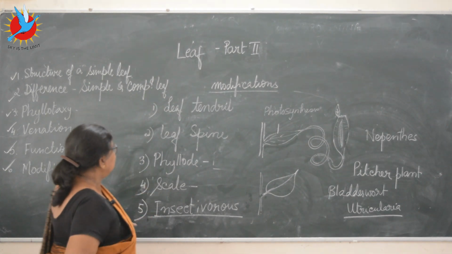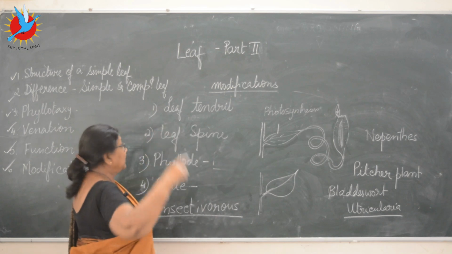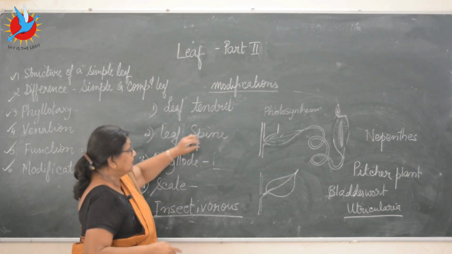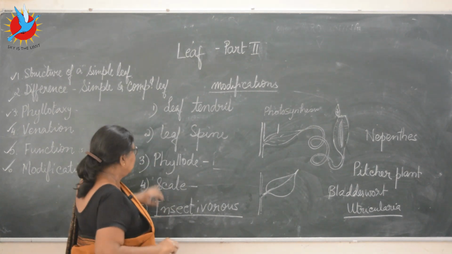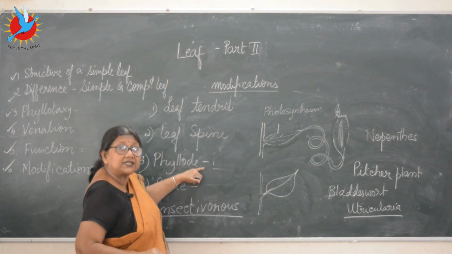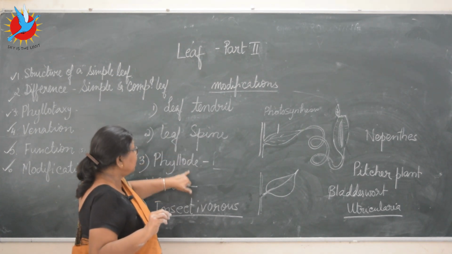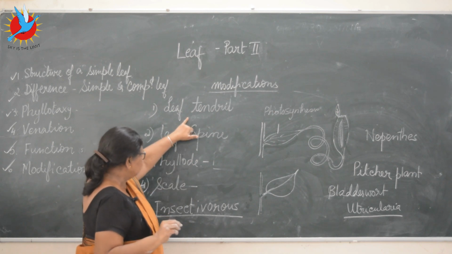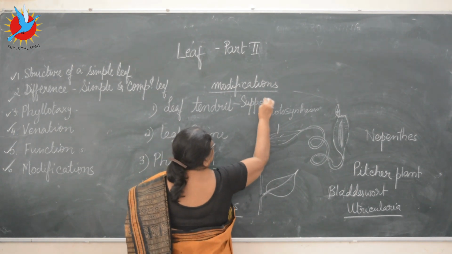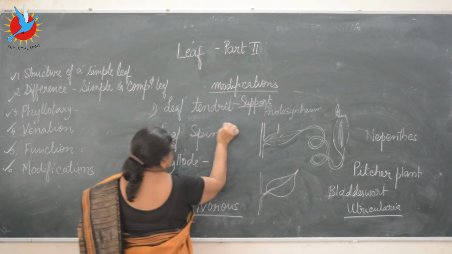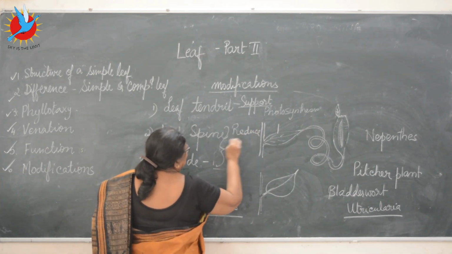So the modifications: leaf tendril. What is the tendril? The coil-like structure. Then spines. In the cactus you have seen the spine, very small thorns. Phyllodes is in the petiole only, which modifies into phyllodes. These two are for storing the water. This is for support. I'll write it. Leaf tendril, main reason for modification, support. These two reduce water loss.